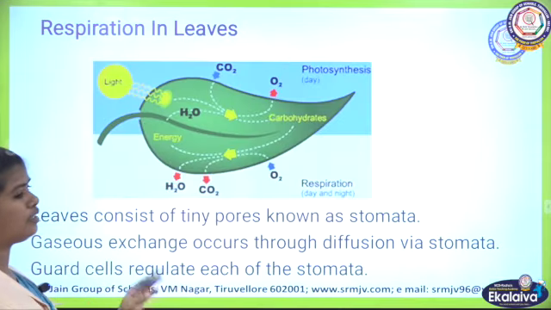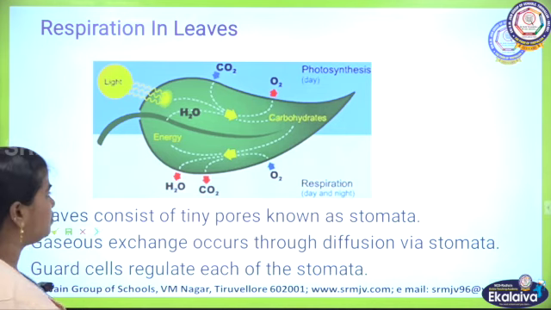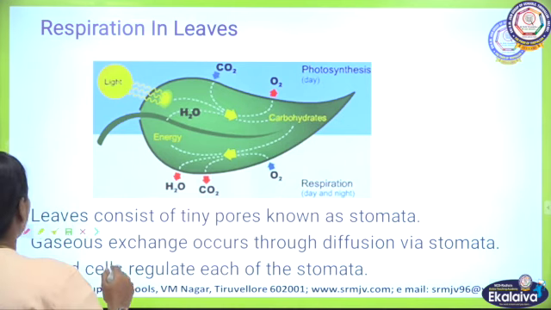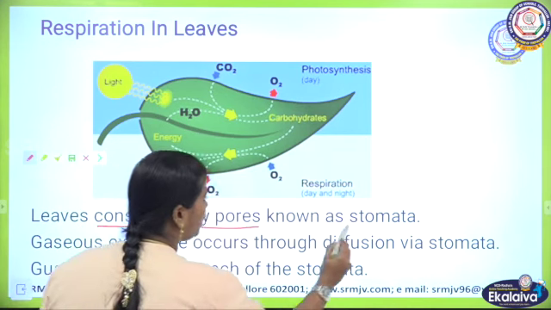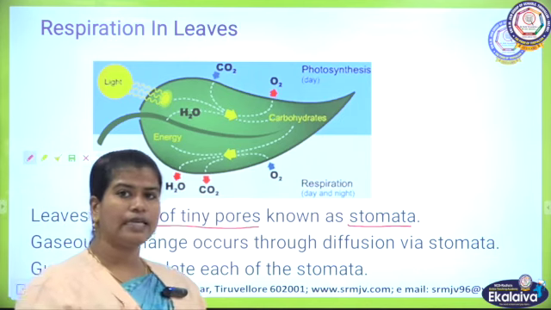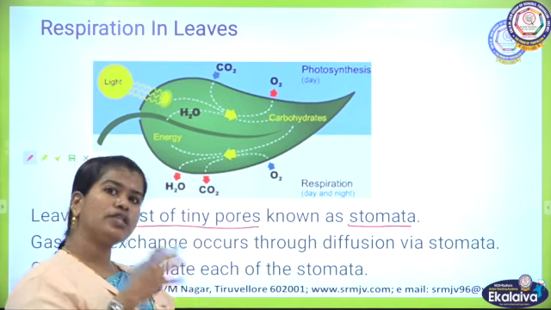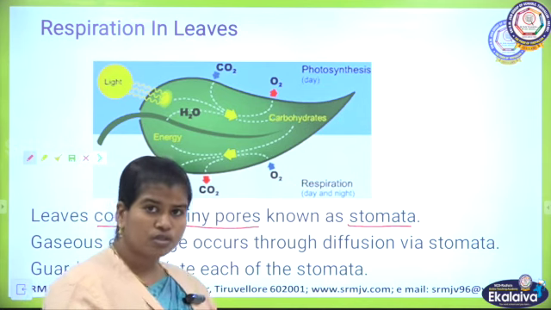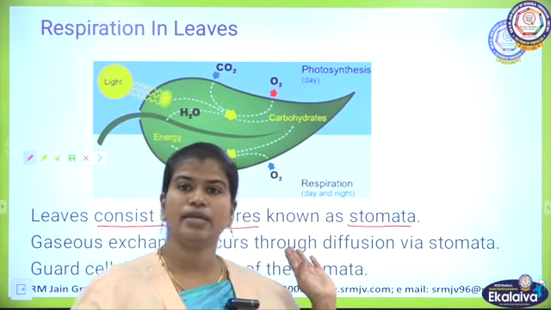And the next one is the stomata. We have known about stomata from lower classes onwards. Leaves consist of tiny pores called stomata. You know the structure of a stomata: there is a guard cell and a stomatal pore. Through the stomatal pore, gaseous exchange takes place, both for photosynthesis and for respiration. Both processes happen through the stomata.